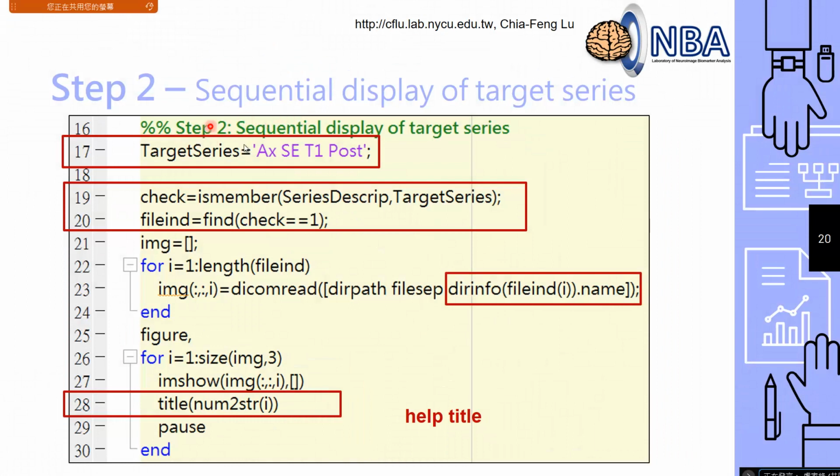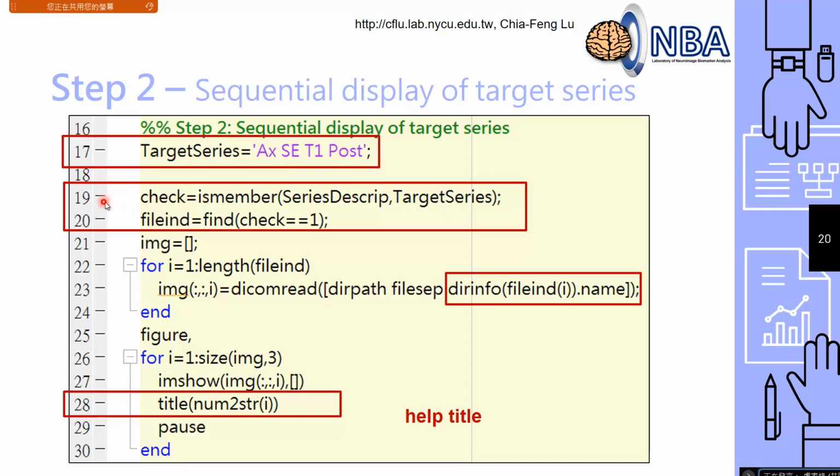You can see the second part of the same M file, where I assign the target series. Again, this is simply a variable, but I assign the target series name right here: axial spin echo T1 post, where post means post contrast. That means you use the contrast agent to enhance the lesion. So this is your target series. Of course, you can change this name to, for example, T2 FLAIR. We do have the T2 FLAIR, right? So you can change the name. But right now, I'm going to go for this post-contrast enhancement T1.